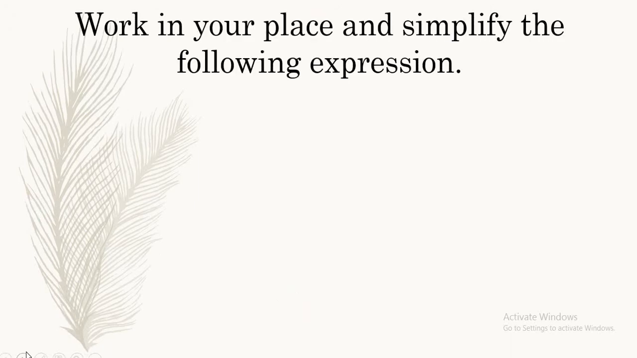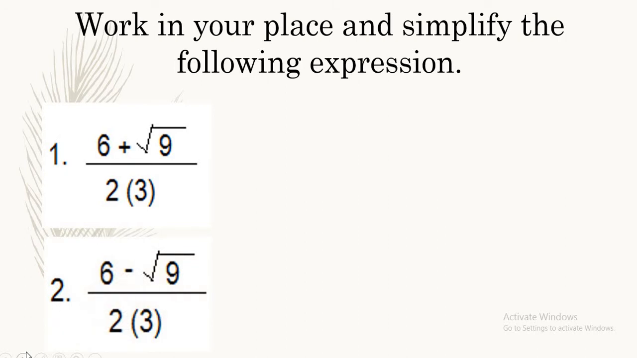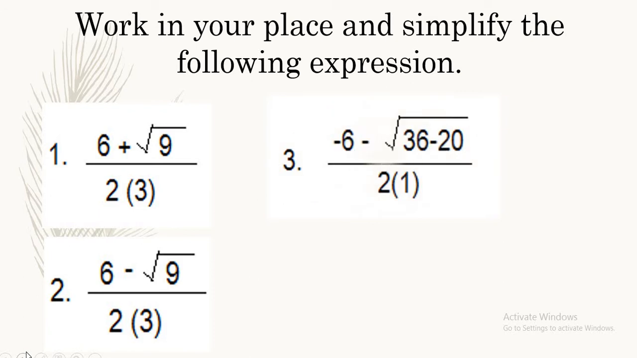Work in your place and simplify the following expression. 6 plus square root of 9 all over 2 multiplied by 3. 6 minus square root of 9 all over 2 multiplied by 3. Negative 6 minus square root of 36 minus 20 all over 2 multiplied by 1.